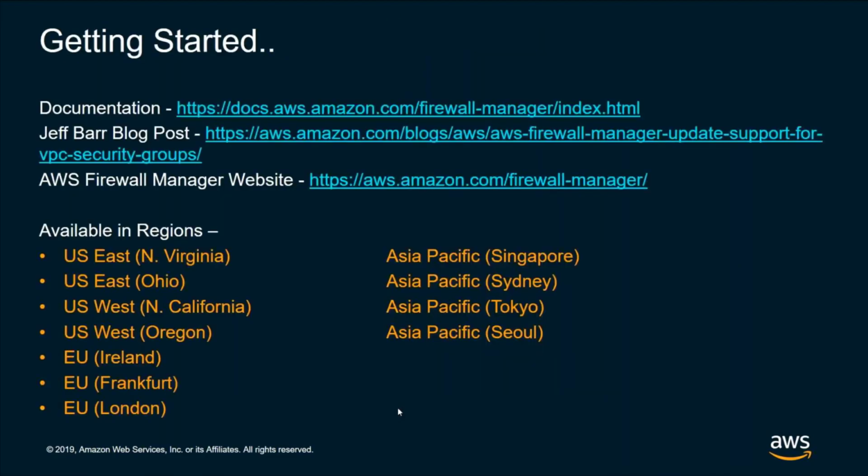And here are some resources for you to get started. You can visit the AWS Firewall Manager documentation. You can view the Jeff Barr blog post on step-by-step instructions on how you can create a common audit policy. And of course, you can visit the Firewall Manager website for more details. Firewall Manager is available in several AWS regions, and we continue to add Firewall Manager in new AWS regions as and when AWS launches them.